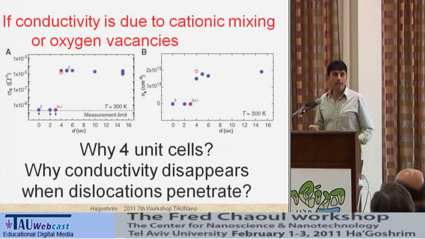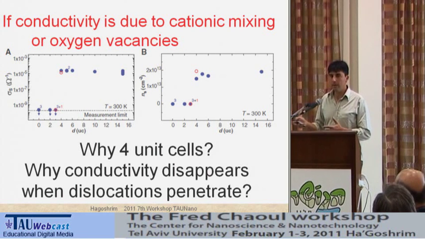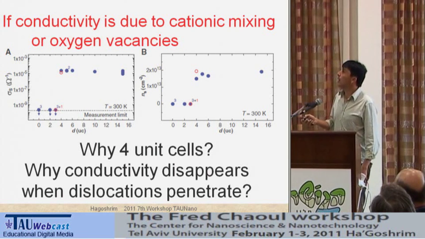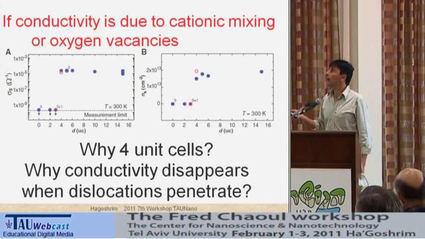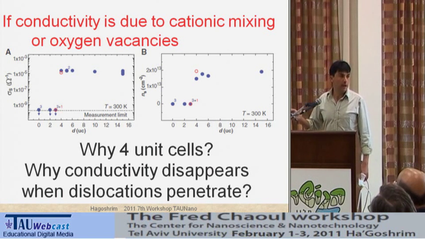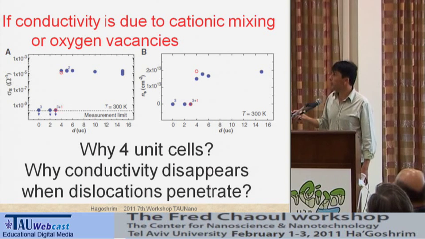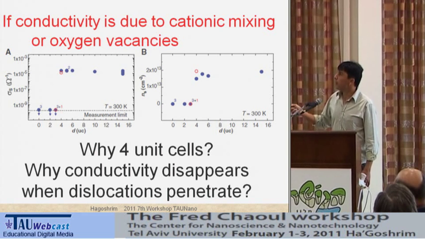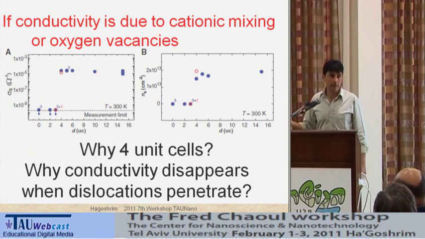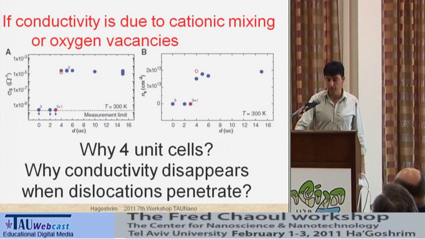The first possibility is that there is cationic mixing. Maybe it's not very interesting. There is lanthanum mixing with the strontium. The second possibility is oxygen vacancies. Basically, these two possibilities do exist, but probably they are not the main contributors, because if there are oxygen vacancies and cationic mixing, why does conductivity vanish below 4 unit cells, and appear at 4 unit cells and above?